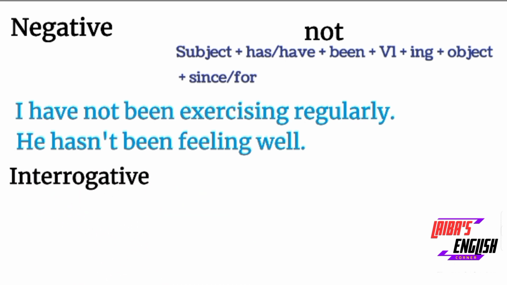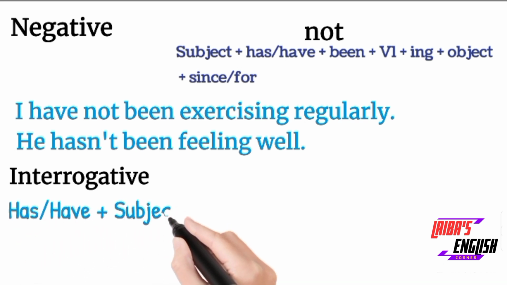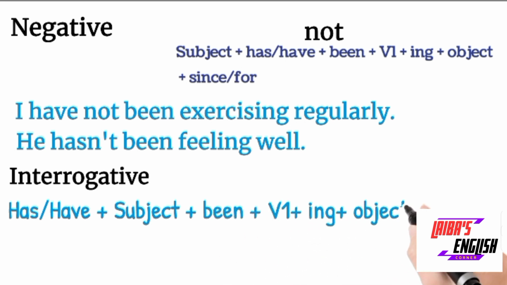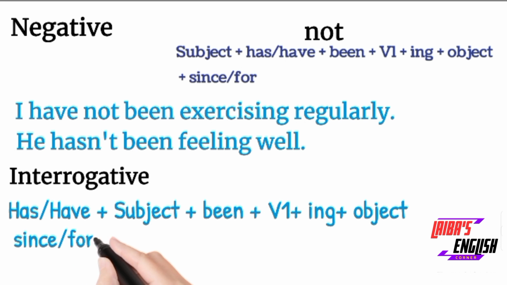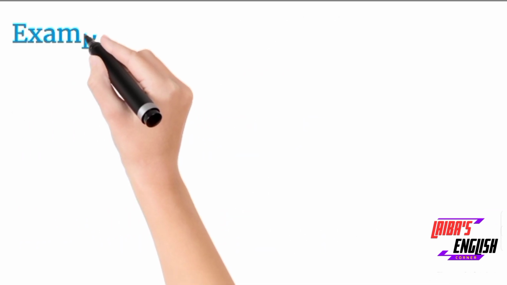And in an interrogative sentence, we will put the helping verb at the start of the sentence and the other structure will remain the same. So the structure will be has or have plus subject plus been plus verb first form plus ing plus object plus since and for. We will use been because in every perfect continuous tense we are using been. Now my throat is really very tired. I have to take a break before recording the next video of past tense.